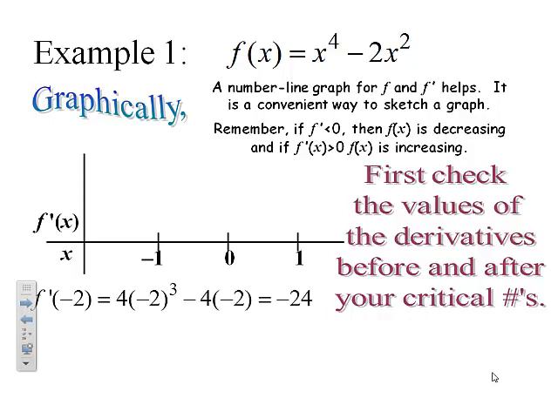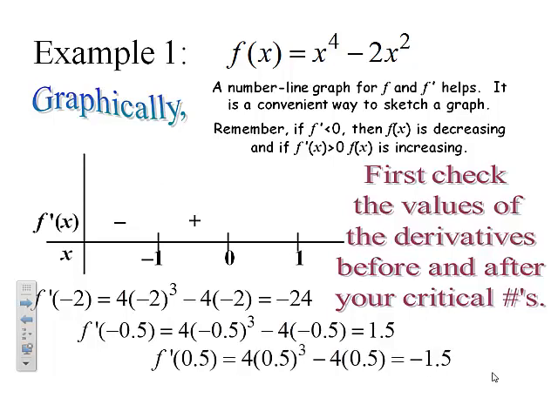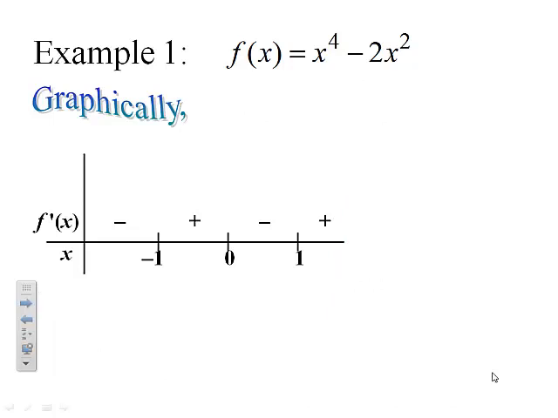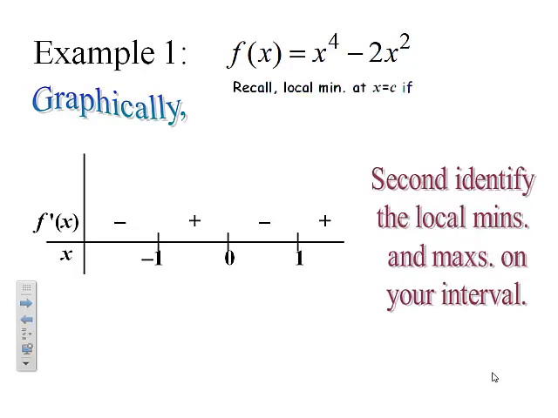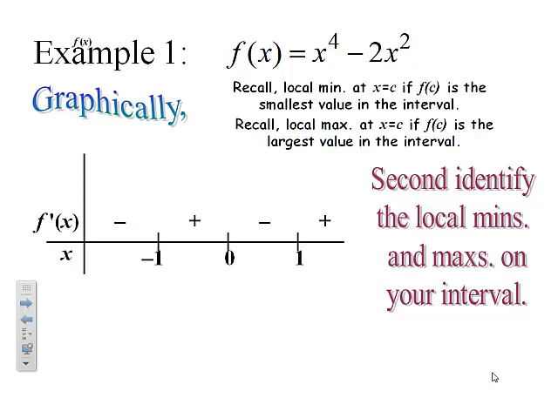If I plug in -2, I get a negative answer. If I plug in -0.5, I get a positive region. If I plug in 0.5, I get a negative region. And if I plug in 2, I get a positive region. Remember, I'm plugging all of these values into the derivative to get an answer. Based off of that number line graph, I know that we can identify the local mins and maxes based on what's happening here.